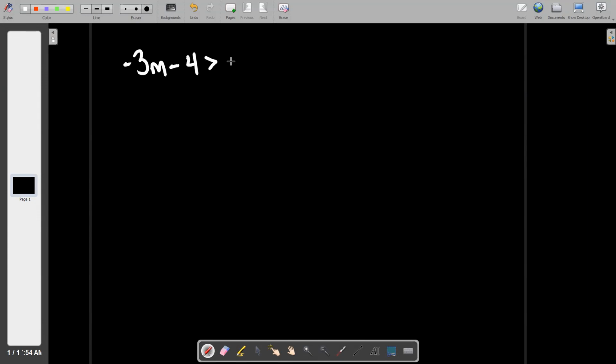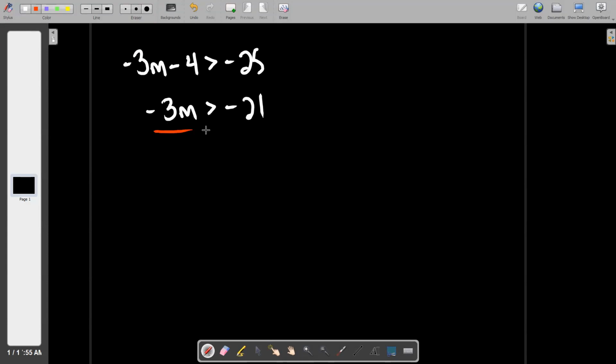-3m - 4. Had a lot of success on this problem, just for the record. So step one should have been to add 4 to both sides. And that would leave you with -3m is greater than, what is that? Oop, I copied the problem wrong, didn't I? That's a 25. That's my bad. So if we add 4 to that, we get -21. And then we divide by -3.